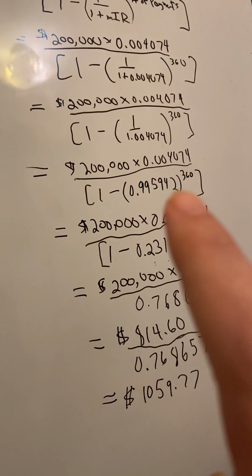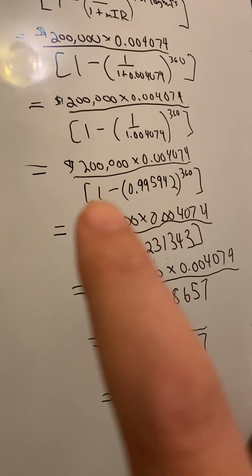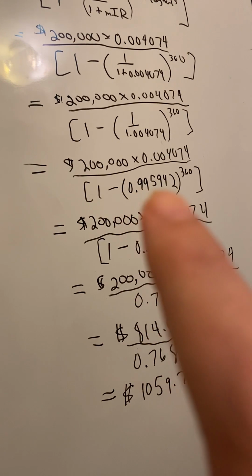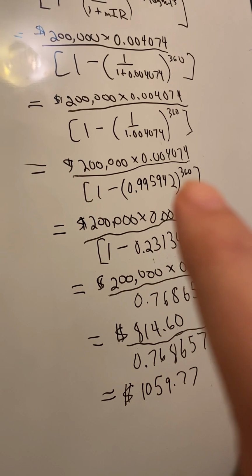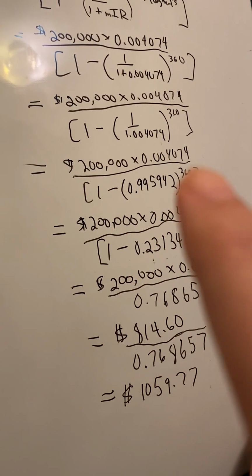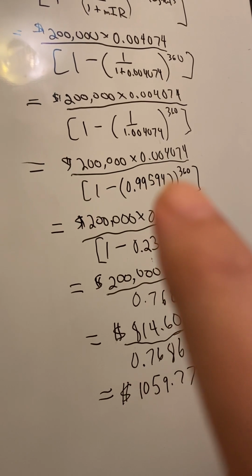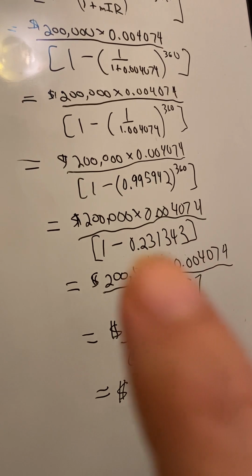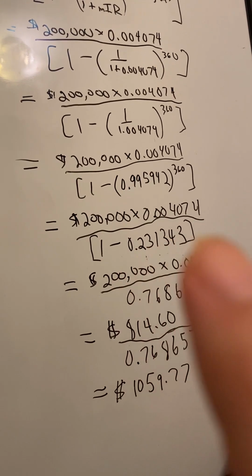So what we have now in that bracket is 1 minus, in parentheses, 0.995942 raised to the 360th power. So now we do that. We do 0.995942 raised to the 360th power, and we get 0.231343.